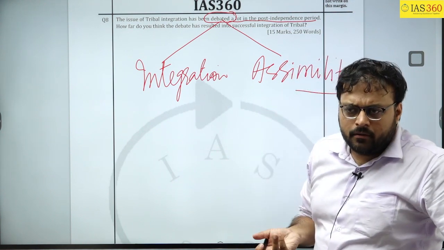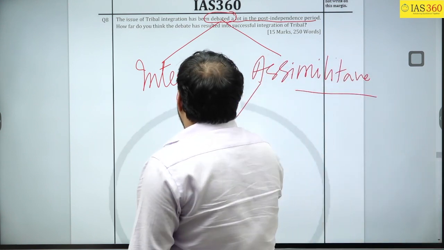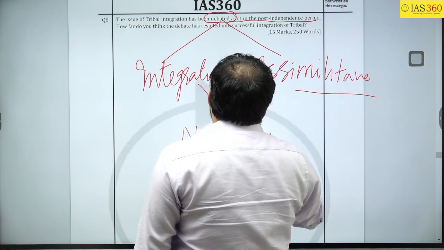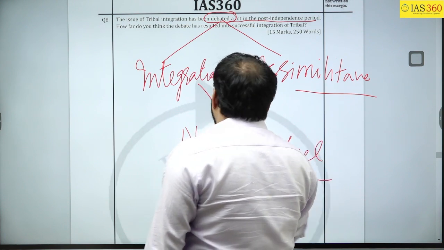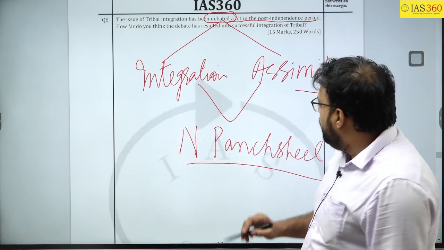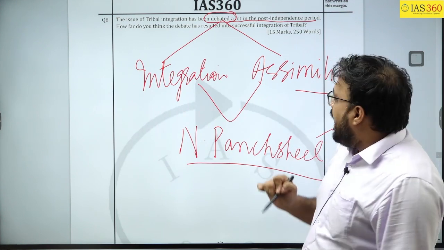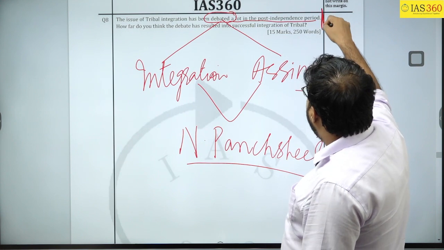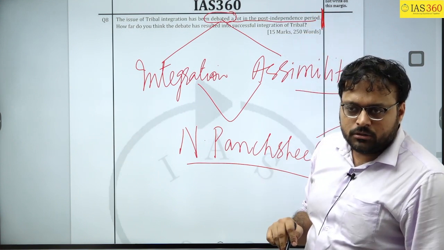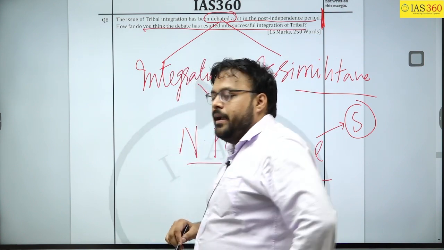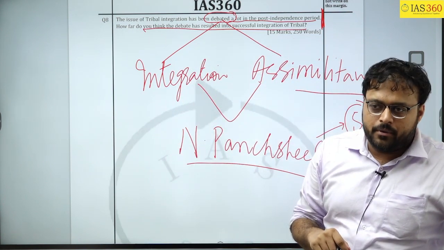This was the debate. From this debate, what came is Nehru Panchashil. Then you will talk about the 5 principles of Nehru Panchashil, and in this way you have addressed this part of the question. Now, how far do you think the debate has resulted into successful integration of tribals?